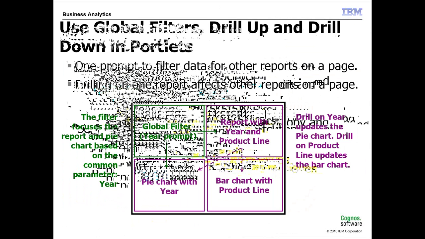Now, the global filter on the top left-hand side, perhaps I want to drill down, or if I choose 2011, then it would dynamically filter the pie chart and the report in the top right-hand corner with the 2011 data. So it allows you to, with one prompt, filter data for other reports on a page, or if you were to, for example, drill down on a parent to a child, then it will dynamically drill onto the child within these other reports.